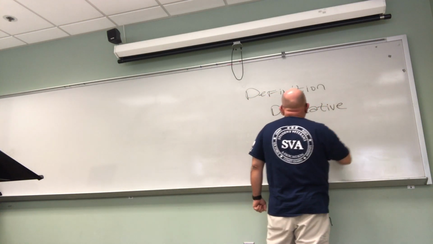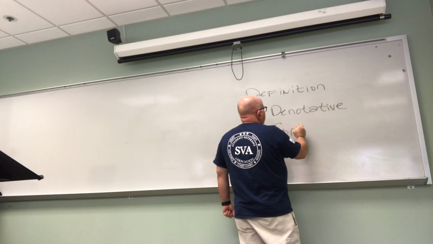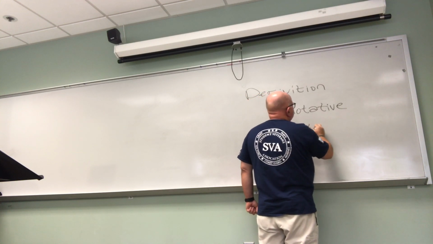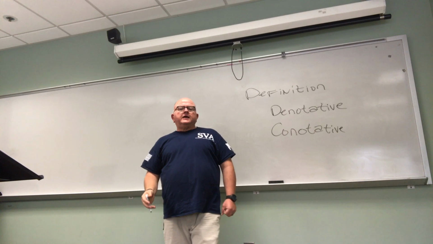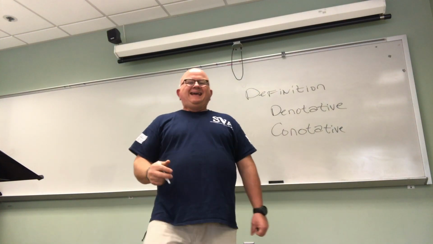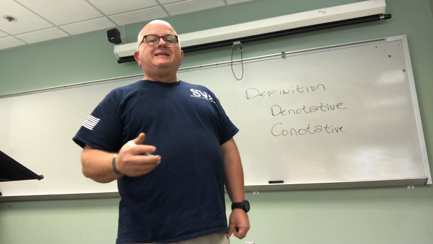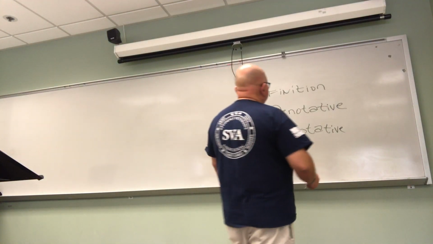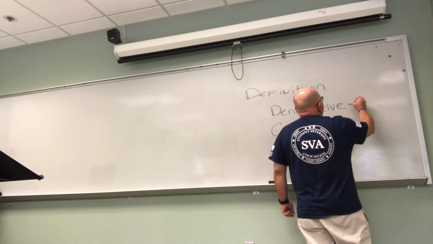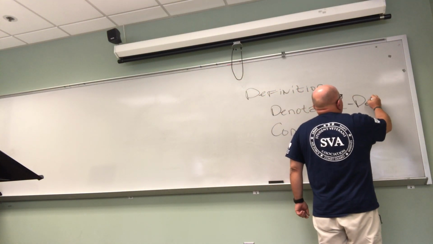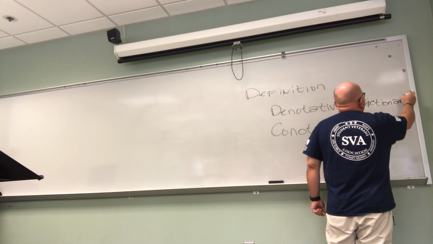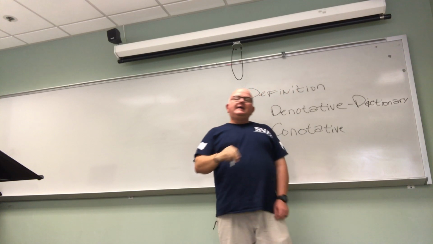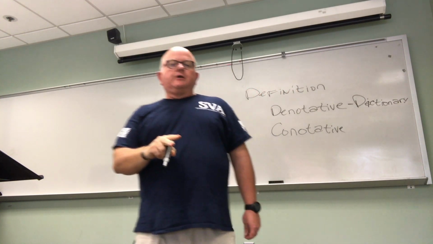They are denotative and connotative. Okay? The denotative definition of a word is usually what we consider the dictionary definition. So it's easy to remember. Denotative is the dictionary definition. Get it? Both start with D, denotative, dictionary.